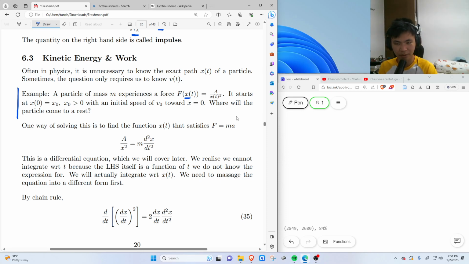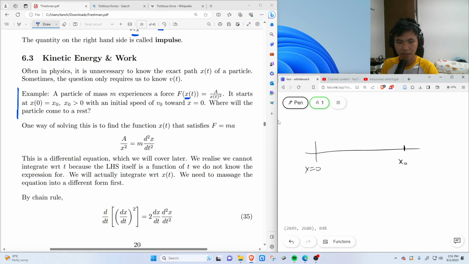You see that force in this case is a function of location, right? Currently, I do not know location. I do not know x as a function of time. I only know that the force at any particular location is a over x squared. So suppose I have this axis over here, this x equals 0, and the particle starts out at some initial position, x of time t equals 0 equals x naught, some position here. Then I give it some initial speed of v naught towards the origin.